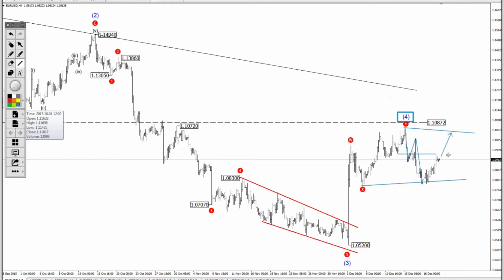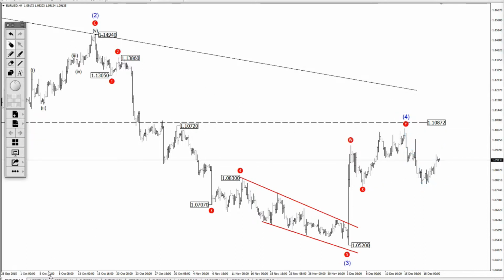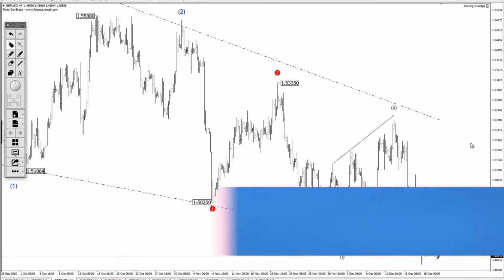But at this point I wouldn't trade this to the upside since there is hardly any structure to confirm other than the overlapping of the waves. But at this point, since we have a 3-wave structure to the downside, we can expect more upside and we are more likely to continue the correction than to see a more impulsive structure to the downside. All right, let's move on to pound dollar.